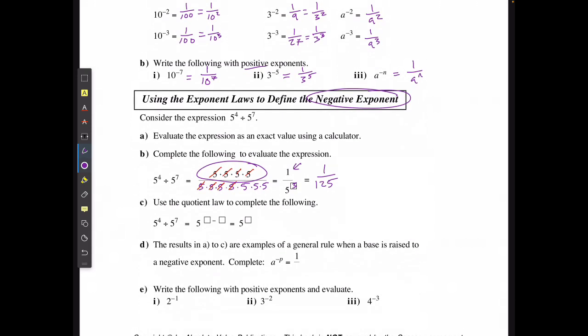If I'm using the quotient law, then if I have 5 to the 4 divided by 5 to the 7, it's going to be 4 minus 7, which would be the same as 5 to the negative 3, or 1 over 5 to the 3, which is still 1 over 125.